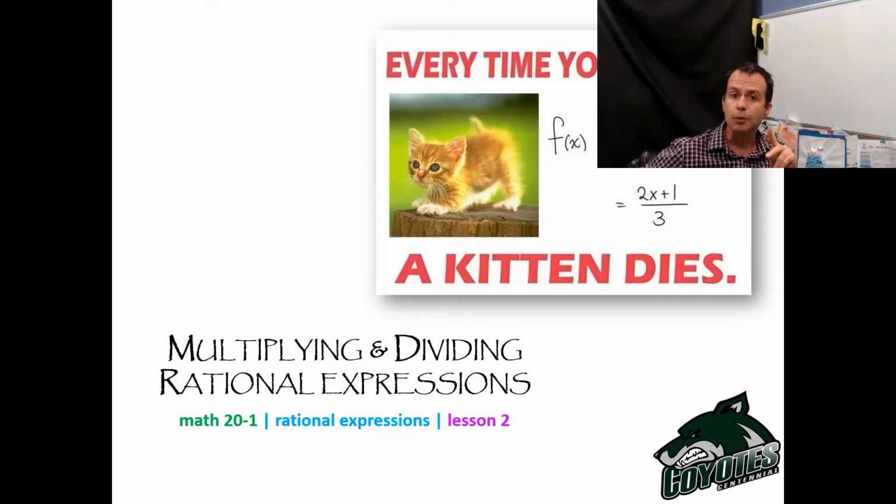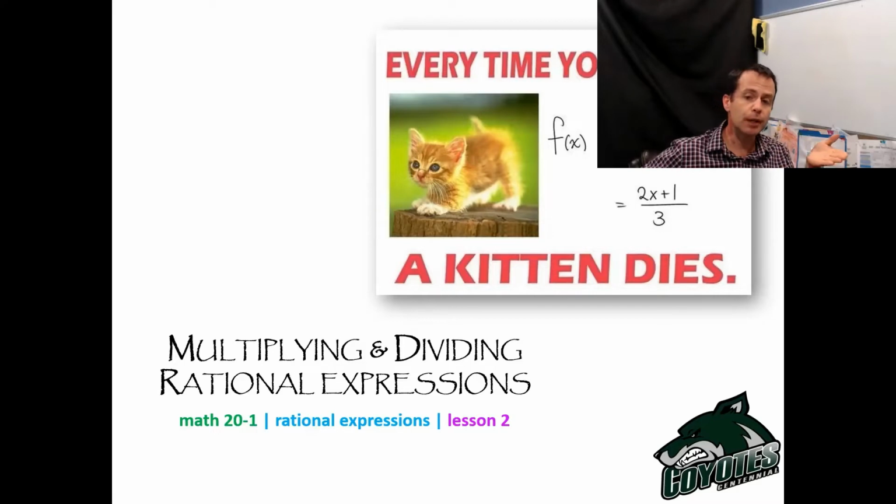Oh, I forgot one thing. In our last lesson, we also talked about non-permissible values, right? You can't have a 0 on the bottom of a fraction. So we have to state the values for our variables that are not allowed in the expression. And those are values that would create a 0 on the bottom of the fraction, okay?